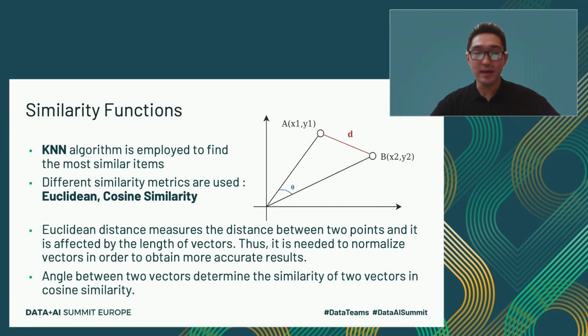We use KNN to find the most similar items. Relevancy depends on the selected distance metric. For instance, the Euclidean distance metric measures the distance between two points. Cosine similarity measures the angle between two vectors. That's why Euclidean distance is affected by vector length.